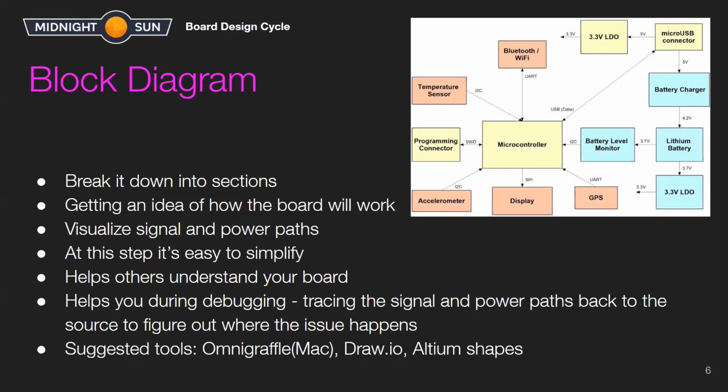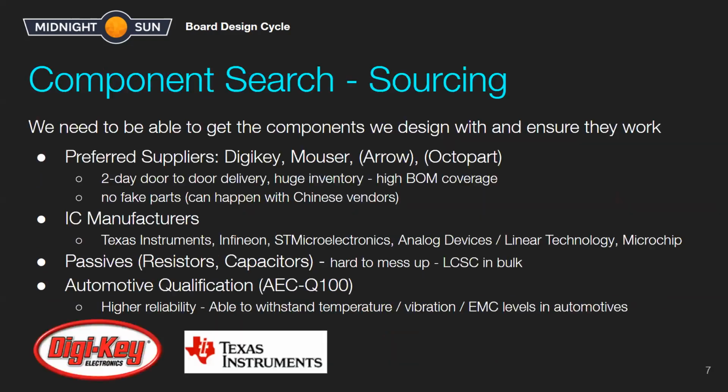So, some tools to do that: OmniGraffle on Mac, Draw.io, which is a Google product now. Altium Shapes can do it right in the schematic editor and just put it as the front page of your schematic. That's very handy for anyone that's going to be looking at your board in the future and figuring out what it does. If anyone has any questions, feel free to check them out.